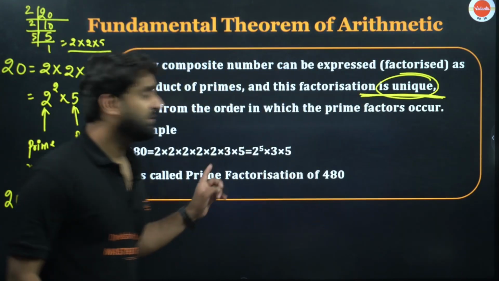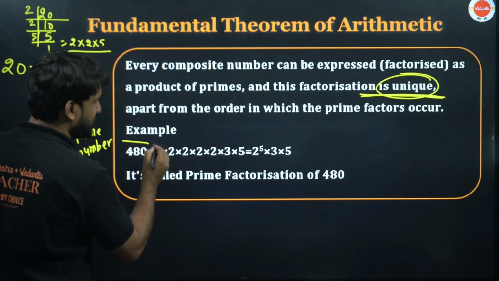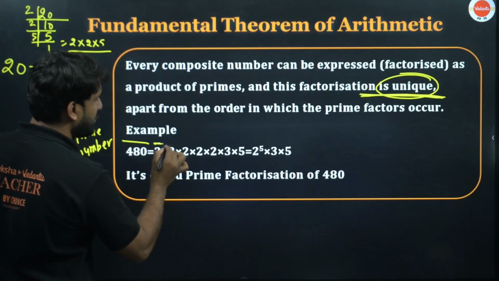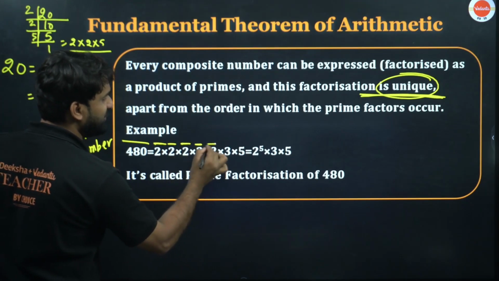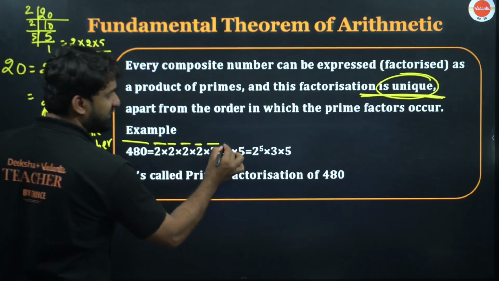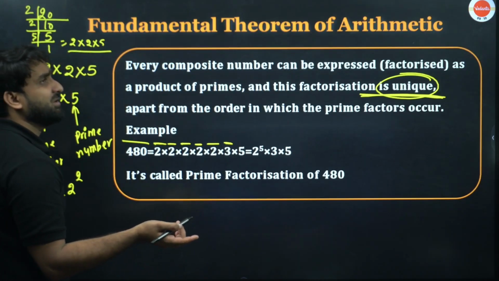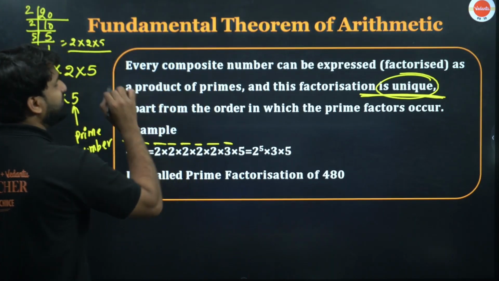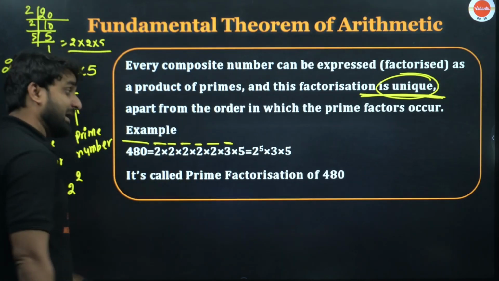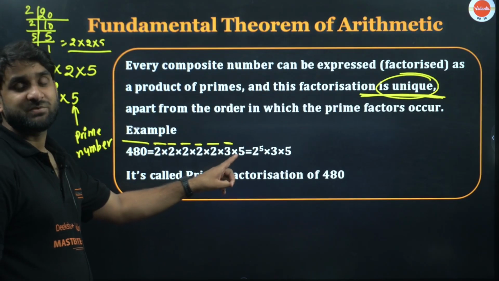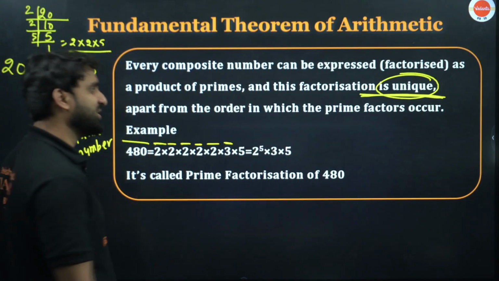For example, can you see here? 480 can be written as, 480 is a little larger number. So 2 into 2 into 2 into 2 into 2, that is 4, 8, 16, 32, and 32 into 3, that will be 96, and 96 into 5 will be equal to 480. Let's check it once.